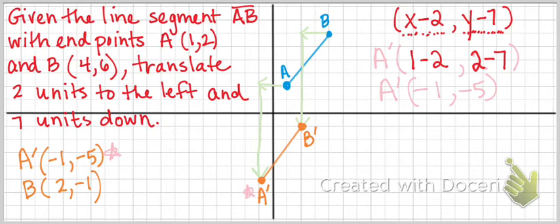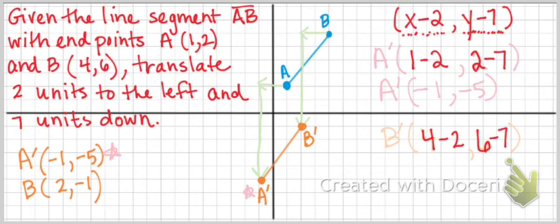Now let's do the same for point B. Our original B coordinate is (4, 6). So what are we doing to our x-coordinate? We are subtracting 2. So I'm going to take the 4 and subtract 2. And what are we doing to the y-coordinate? We're subtracting 7. So we're taking 6 and subtracting 7.